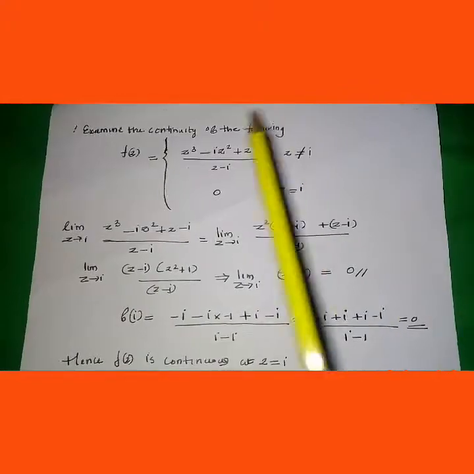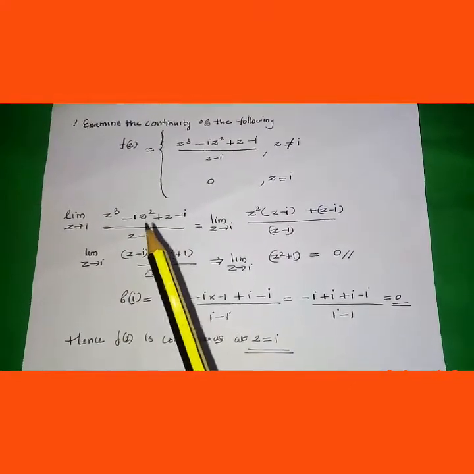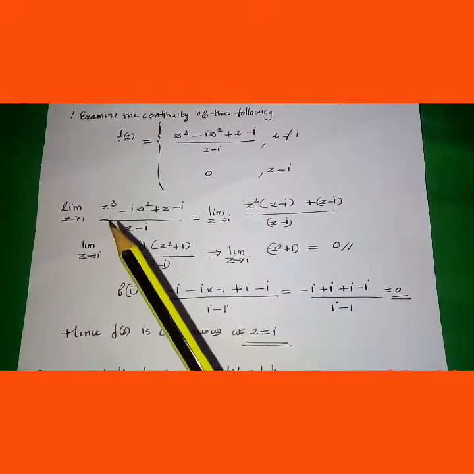Another question, that is examine the continuity of the function. f of z is equal to z cube minus i z square plus z minus i divided by z minus i, z not equal to i, and 0 when z is equal to i. So here we have to check the continuity. So limit z tends to i, z cube minus i z square plus z minus i divided by z minus i. So we take z square from the first two terms, z square into z minus i plus z minus i divided by z minus i.